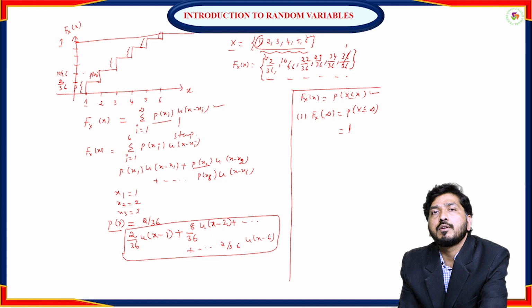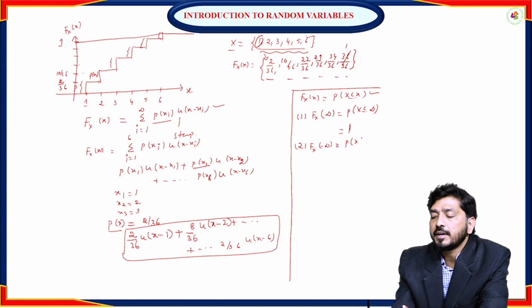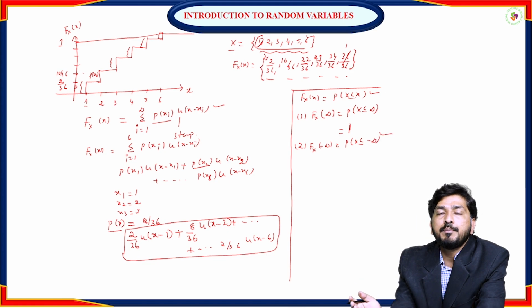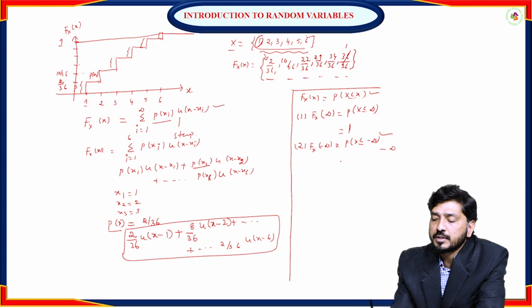X less than or equal to infinity is equal to 1. This is the first property. The second property is Fx of minus infinity, which can be written as the probability of X less than or equal to minus infinity. Now, as there is no element before minus infinity, it is not possible to find the distribution function. This we can write as equal to 0.